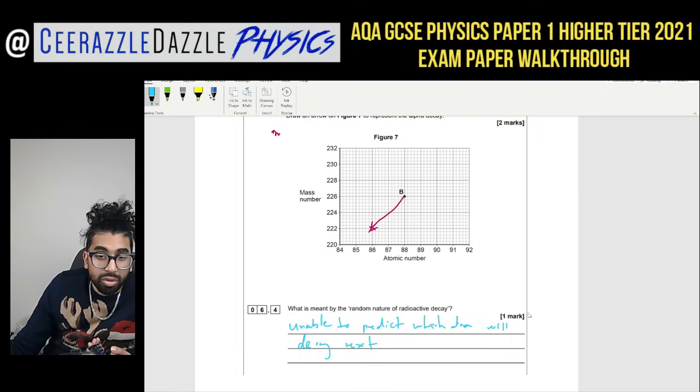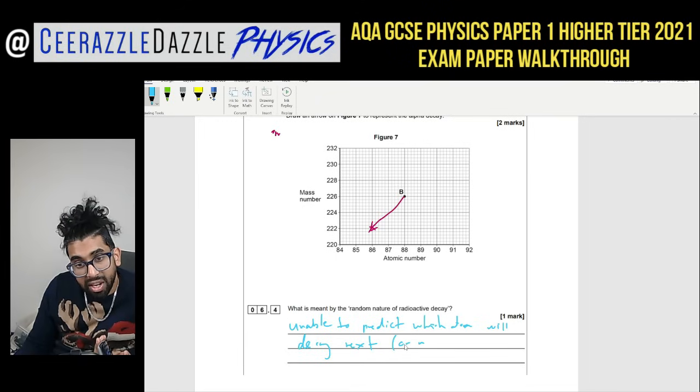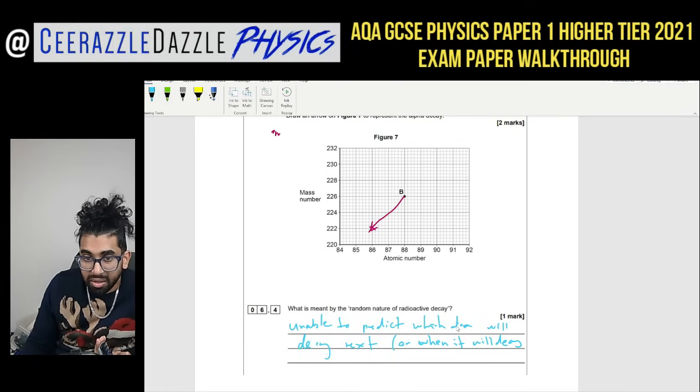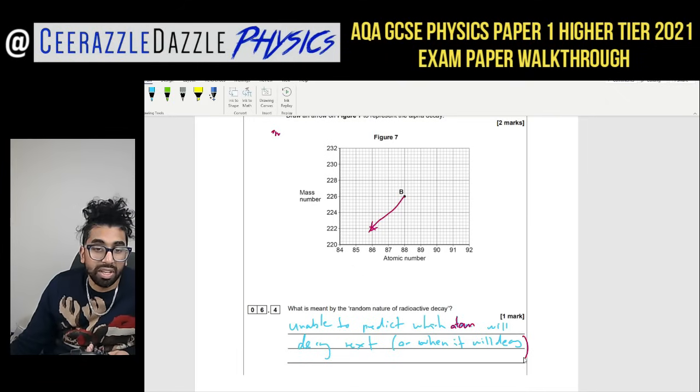Very good. So you can't predict which atom will decay next or when it will decay. So we'll put that in brackets, or when it will decay. That's also acceptable here. So unable to predict which atom will decay next. Sorry, my handwriting is really bad. So which atom will decay next or when it will decay as well. That's also fine.